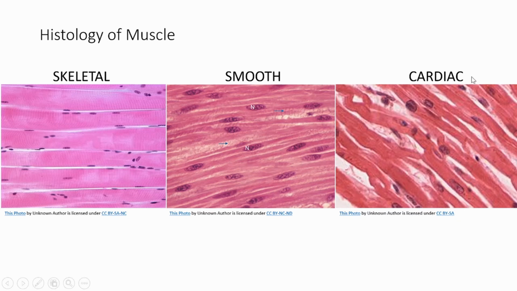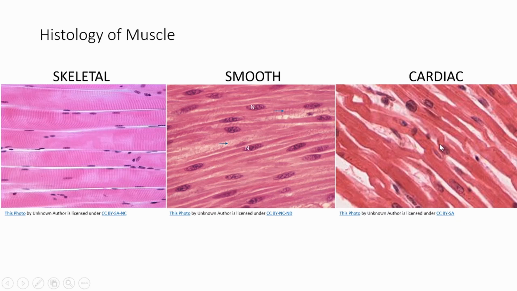Cardiac muscle, we do see those striations, although in this image it's a little hard to tell. But our shape is also a bit different. Instead of the long, lean, cylindrical look, we have a branching appearance, and we also have intercalated discs that allow for rapid and quick communication from one muscle cell to another.